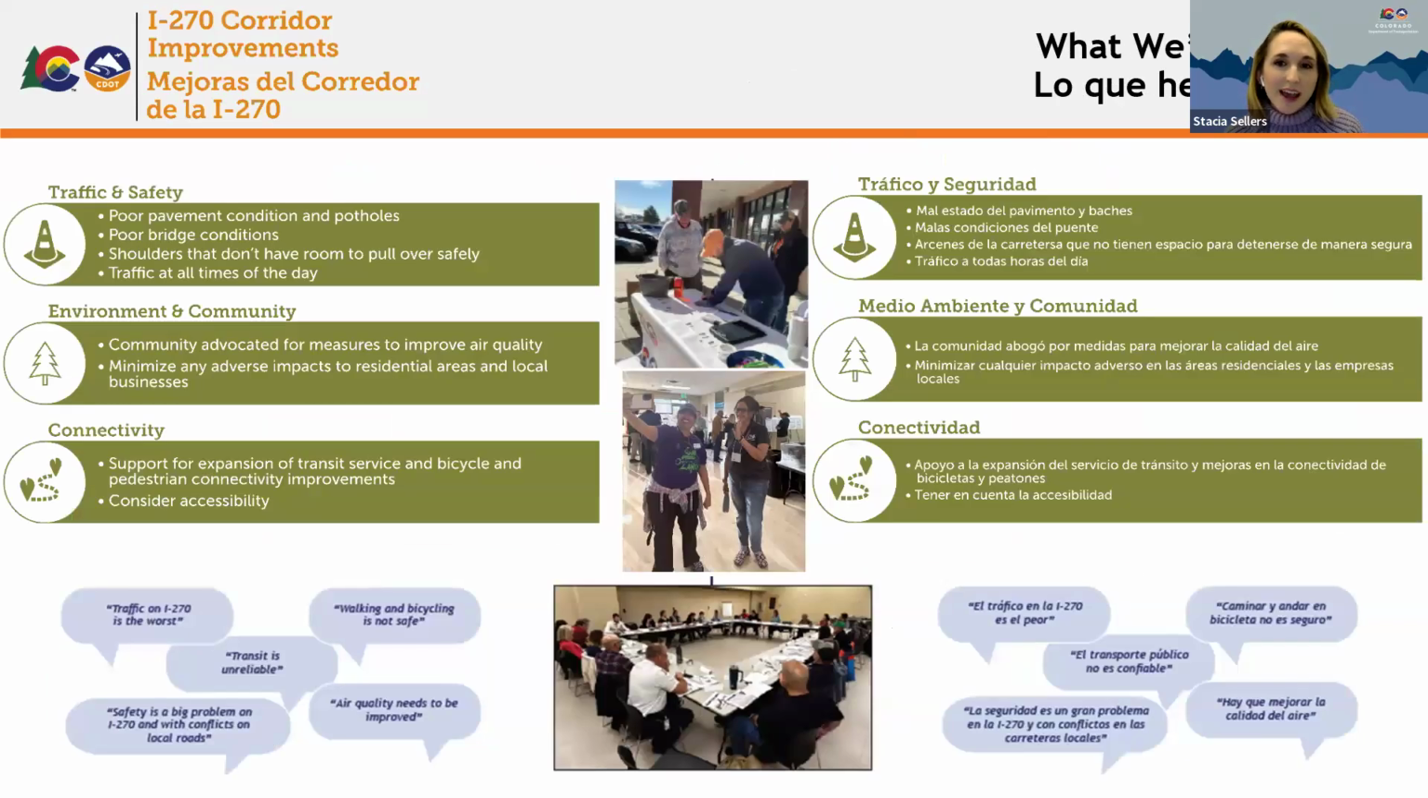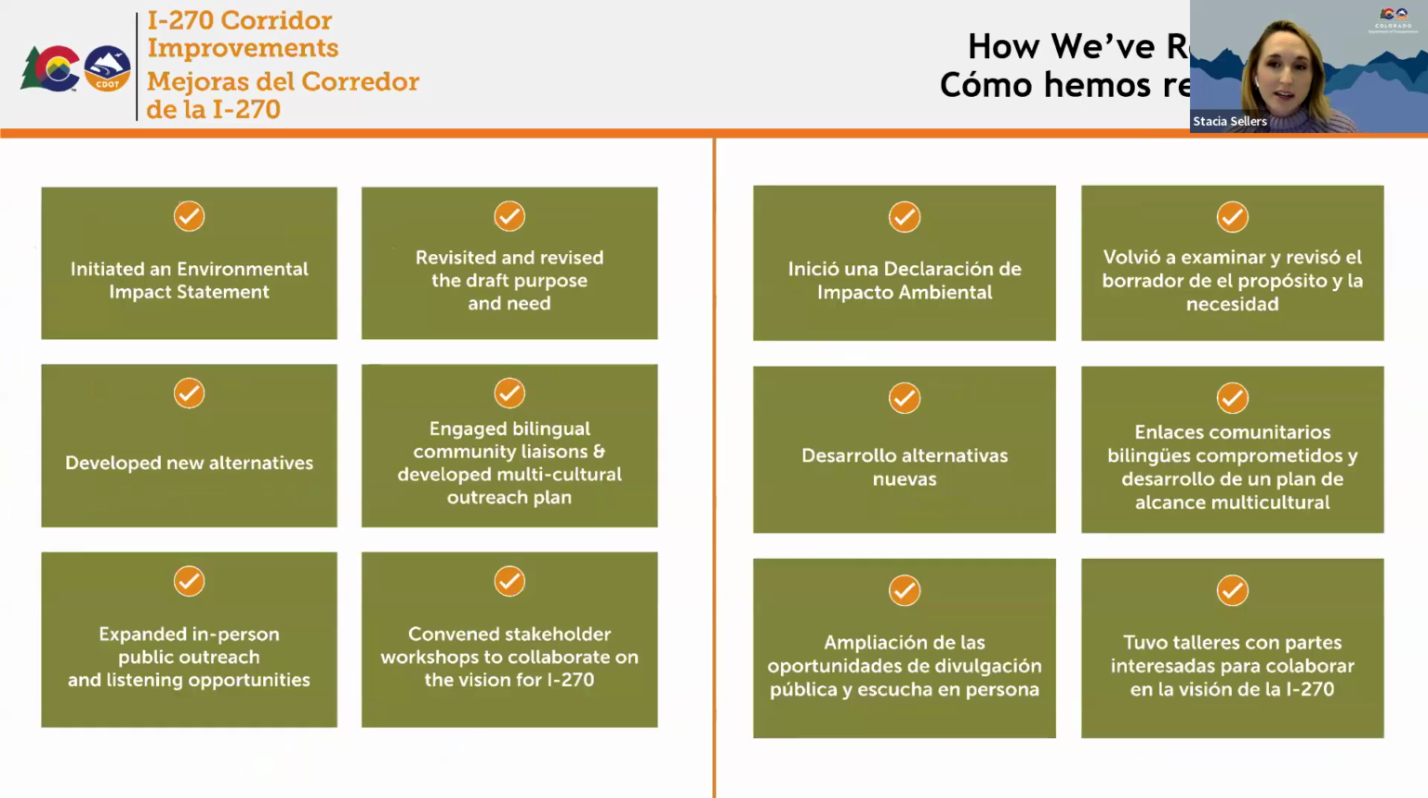What we've heard. At the October 2023 open house and later listening sessions, we heard a lot about the poor traffic and safety conditions on I-270, as well as interest in improving air quality and other conditions in the surrounding community, particularly limited bicycle, pedestrian, and transit options. Based on what we've heard, CDOT has taken a number of steps, including committing to a comprehensive EIS, revisiting and expanding the purpose and need to include bicycle, pedestrian, and transit needs, and articulate a goal to minimize environmental and community impacts, and developing new alternatives to address those needs.